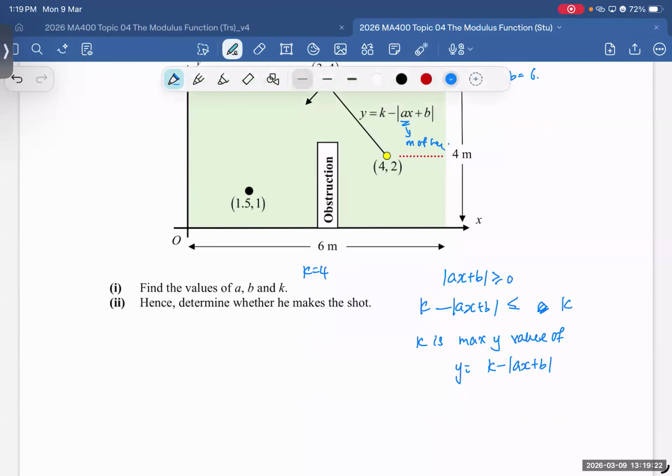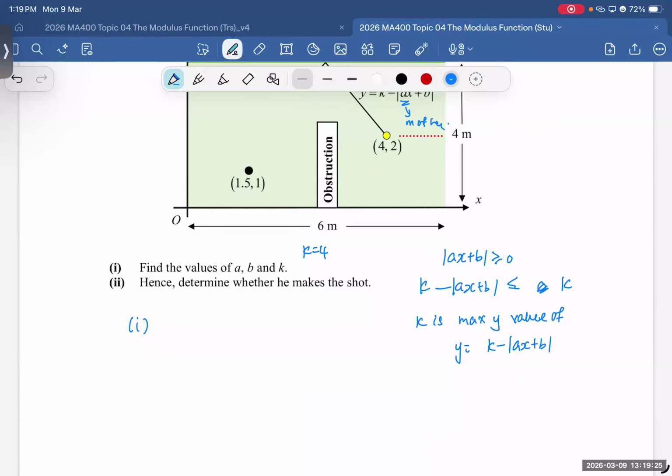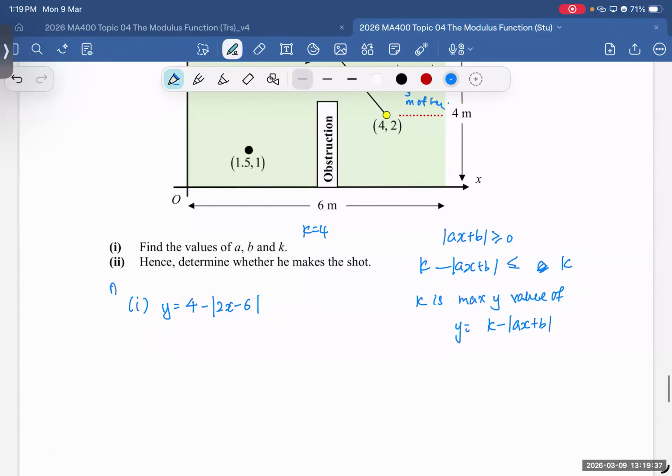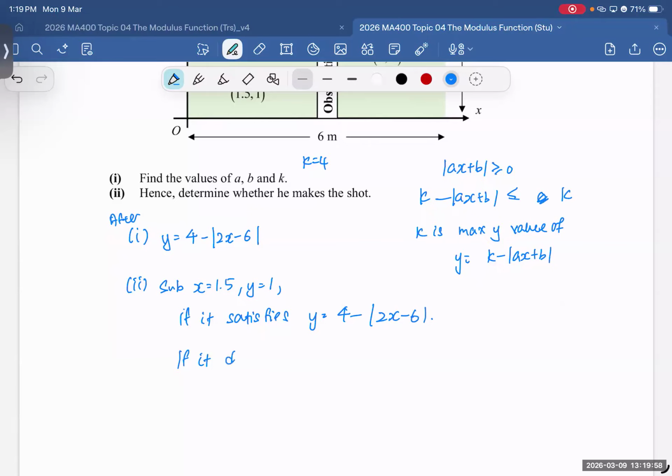So after part 1, you will realize that the equation can be written in either way, both are the same. Then for part 2, you substitute x equals 1.5, y equals 1. If it satisfies the equation, it means that the line will pass through that point. Makes sense, right?